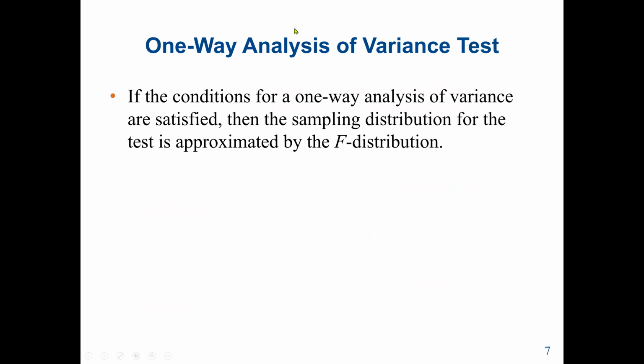If the conditions for one-way analysis of variance are satisfied, then the sampling distribution for the test is approximated by the F distribution. So the test statistic, as we said earlier, will be the mean square between divided by the mean square within, or the variance between divided by the variance within samples.